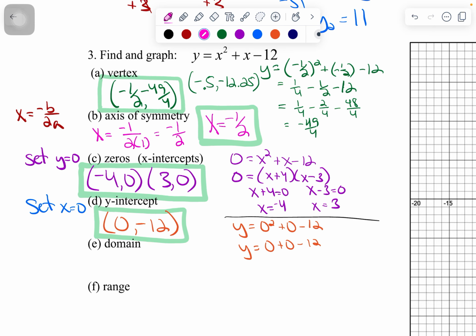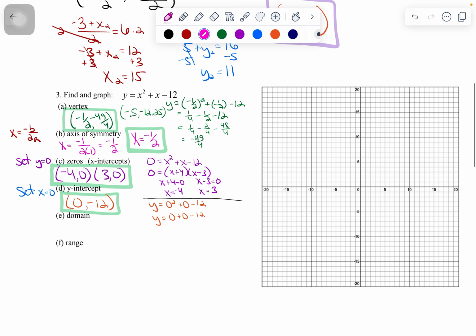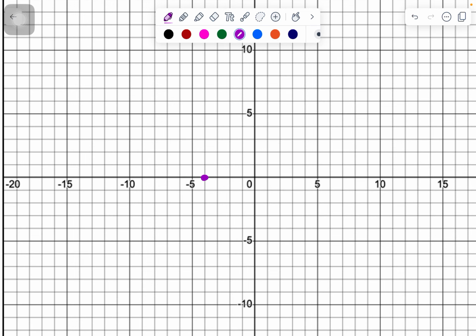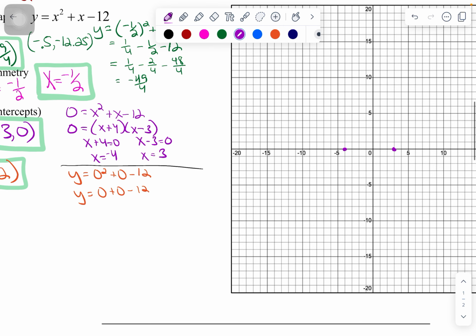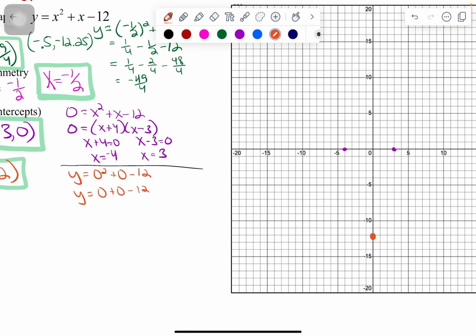Okay, so I've given myself this lovely grid here. I'm actually going to start with the zeros because those are going to be the easiest to find. So (-4, 0), and then it was (3, 0). All right, y-intercept, (0, -12). Okay.